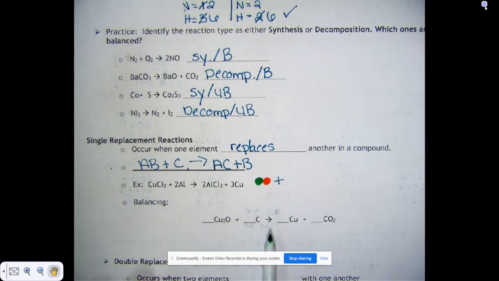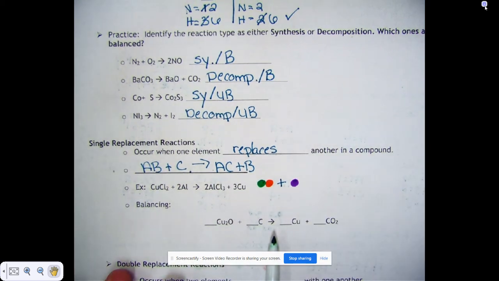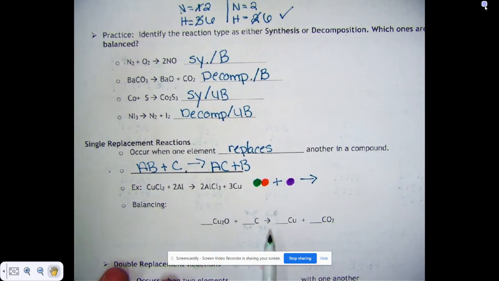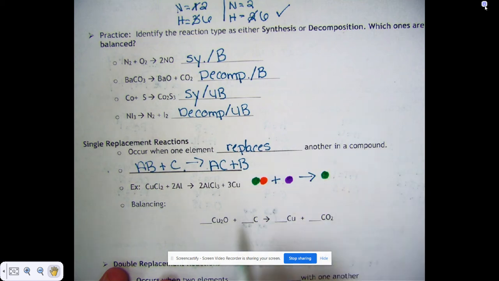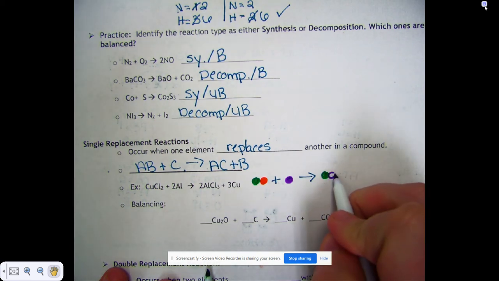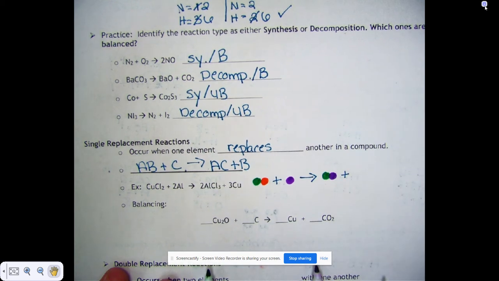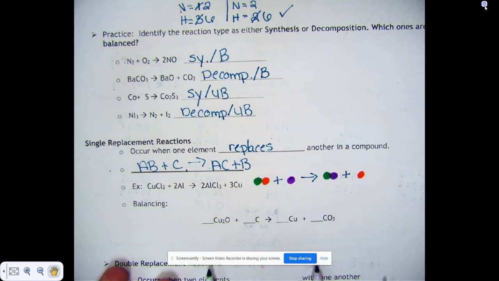I have my purple. The purple's hanging out all by itself over here, and she gets lonely, and she's like, nope. Or he gets lonely. I'm going to go replace the orange. And now he or she is dancing with the other one. And it leaves the orange all by itself. Okay, so that is single replacement. One thing is replacing another.